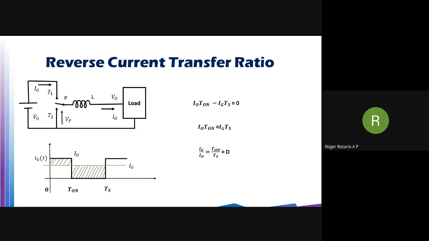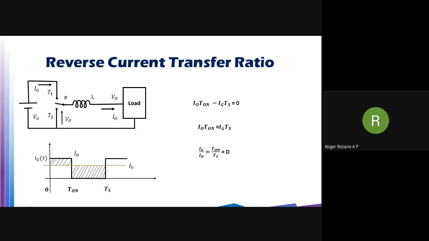This Ig of t, when the switch is on, which means P is connected to T1, is the same as I0. The current flowing through the switch, and when the switch is off, the inductor current is freewheeling through P to T2, where Ig of t is equal to 0. So during the on time, Ig of t was equal to I0, and during the off time, Ig of t was equal to 0.